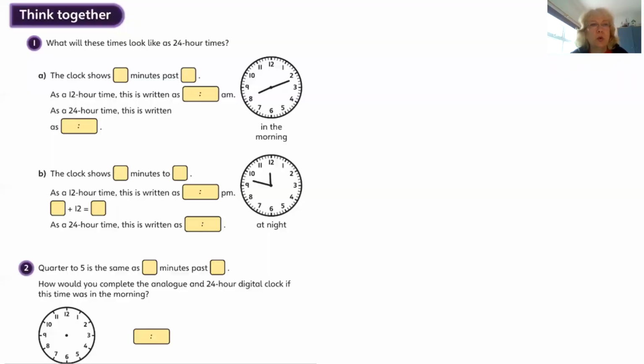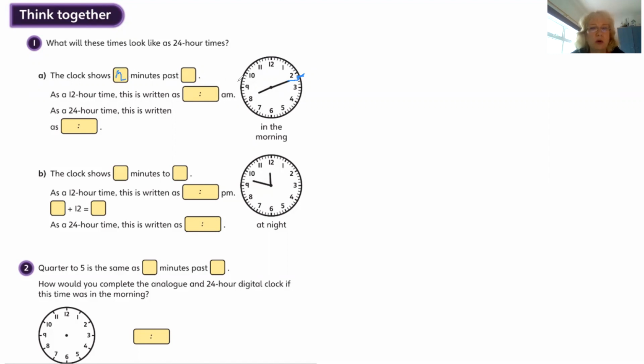Now let's look at question 1. What will these times look like as 24-hour times? First we're going to look at the clock and see what the time says. If we have a look here at this clock, sorry about my pen, but I think that's gone 2 minutes past there. So that is 12 minutes past, doesn't it? That's showing me 12 minutes past.